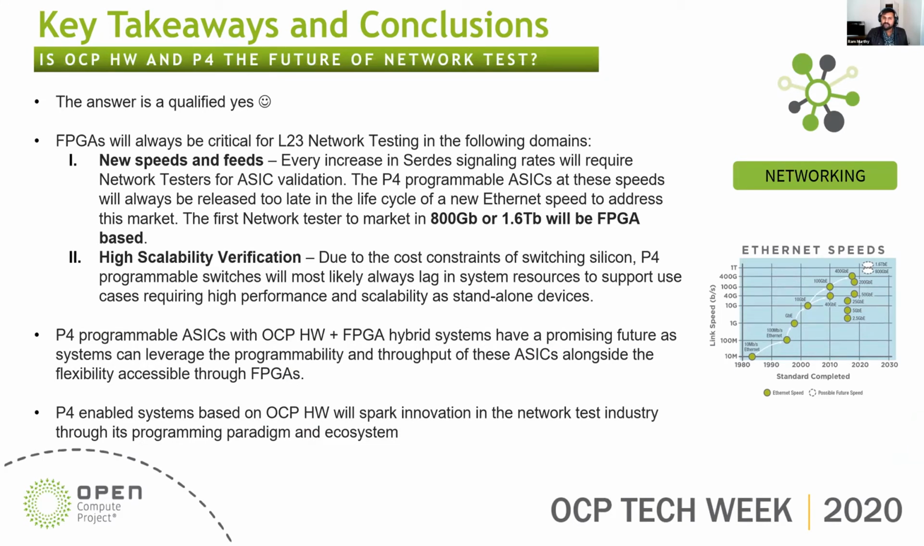FPGAs are always going to be critical for network tests. Some key examples that I think are important to highlight: anytime there's a new speed or feed in terms of Ethernet, for example, looking in the future with 800 gig or 1.6 terabit, the solution for test and measurement is always going to be FPGA based, because the silicon to implement that is not going to be available in time. Another area that we touched on in terms of custom hardware and OCP hardware is when you have to do really high scalable tests, it's very difficult to achieve that with ODM hardware. And so there's always going to be this market for FPGAs to implement the use cases at the high end.